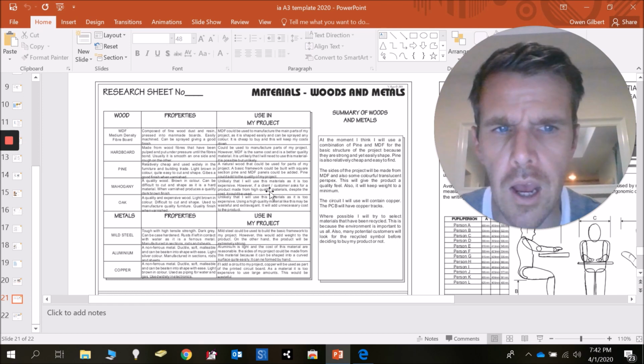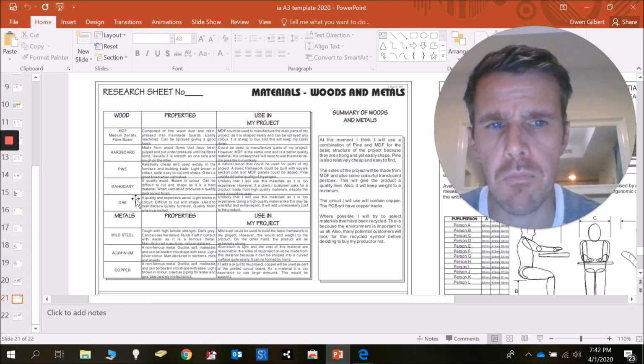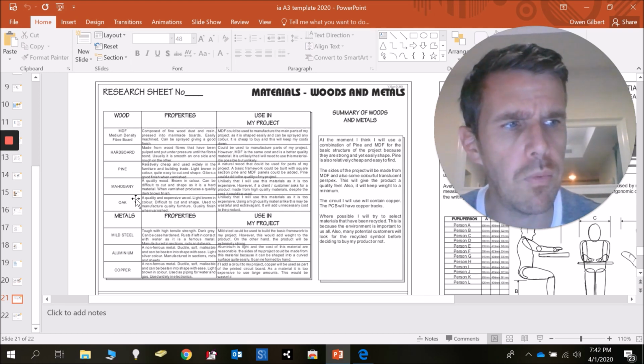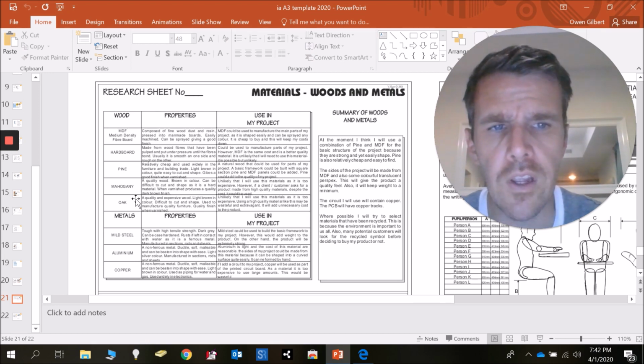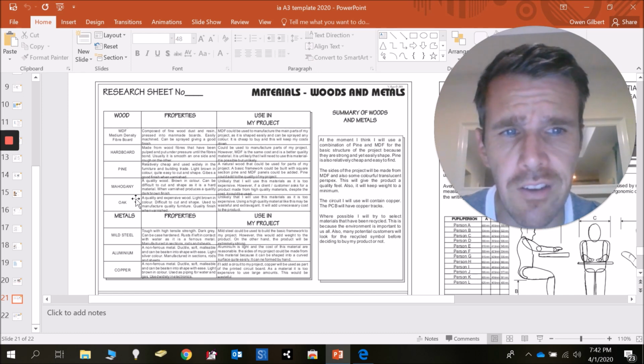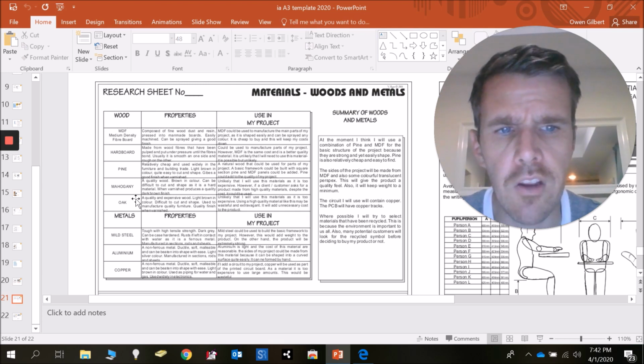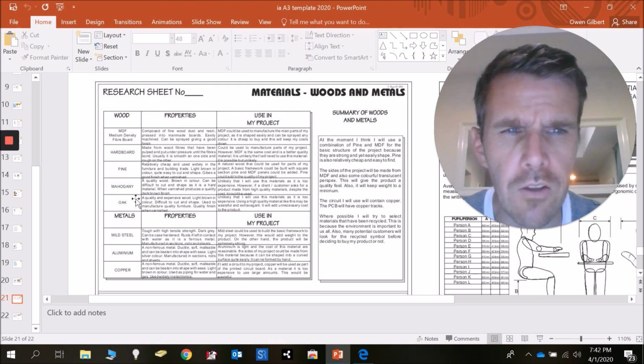So on this page we've got woods and metals. However, you don't actually have to do woods and metals. It could be that your product is more appropriate for a different material. I was thinking about Ziad's, perhaps he's going to be designing a toothbrush that is made out of plastics, so he might have a look at plastics. Or if I was thinking about Jonash's, he's making some form of shelter, so he might look more into textiles and about different fabrics that might be appropriate.